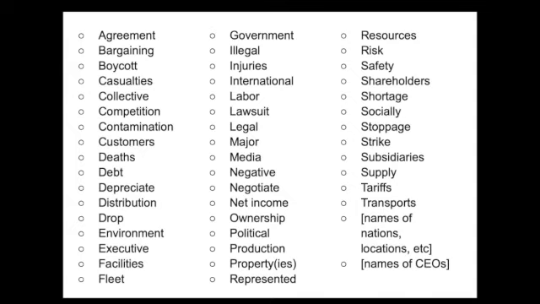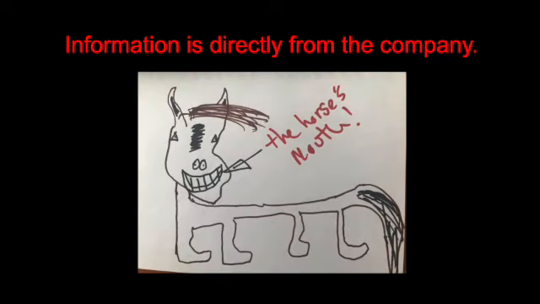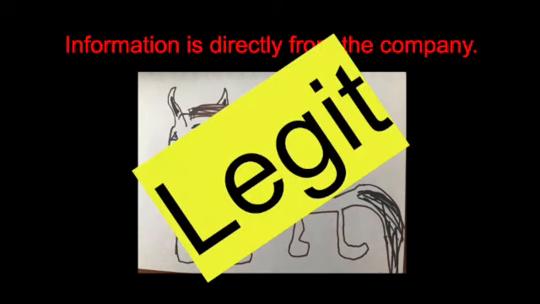Before I really dig in though, I wanted to point something out: the information that we're getting is directly from the company, all right? In other words, we're getting it directly from the horse's mouth. The reason I want to mention that is because it makes our information legitimate. It gives credibility to our information. That way we can't be accused of getting our information from some biased news source or some YouTube conspiracy theorist.